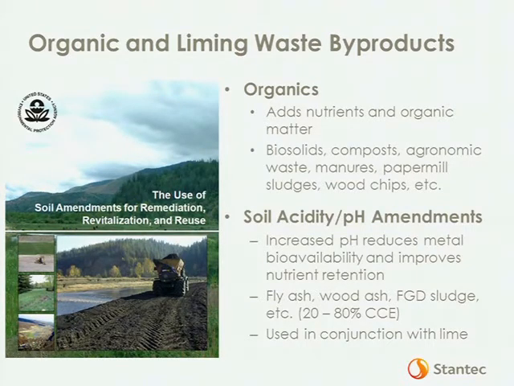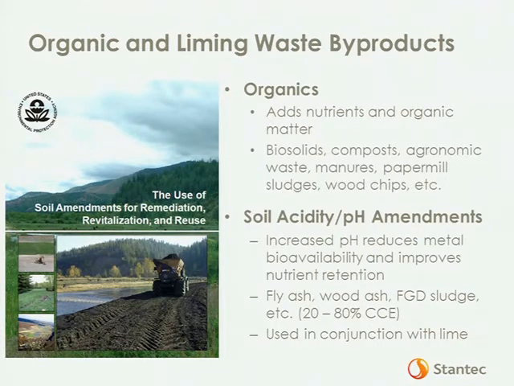The first group is the organics. That's just adding nutrients and organic matter, and there's a whole range of organics that you can use. There's municipal wastewater biosolids, compost, agronomic waste, paper mill sludge. There's endless choices, and it's really driven by what's in close proximity to the mine that you're trying to revegetate.